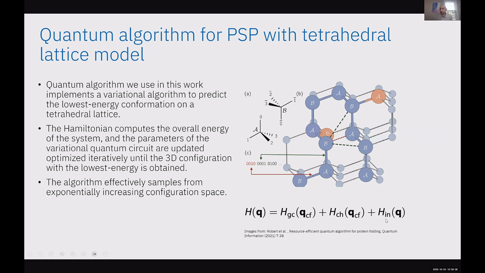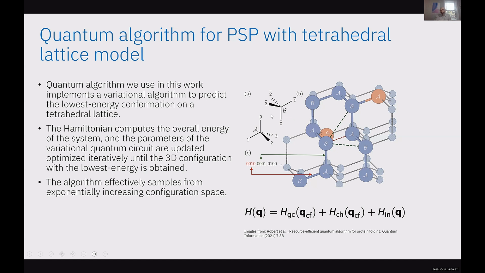And the last term is the interaction term. You compute which residues or amino acids are going to be nearest neighbors, so you know which energies are going to contribute to the overall fold. This was the earlier work, an algorithm originally developed by the IBM Zurich team in 2021.